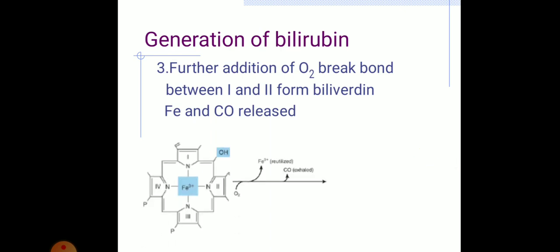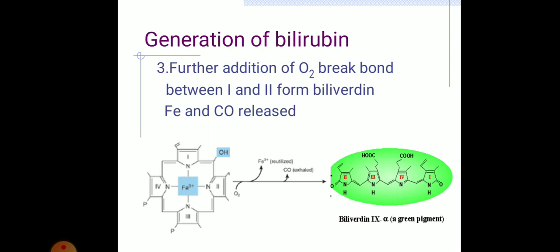This is the hemine form. Iron is released and reutilized, carbon monoxide is released, and this heme is converted to biliverdin IX alpha. This is a linear molecule. This biliverdin IX alpha is a green pigment. Biliverdin is a green pigment.